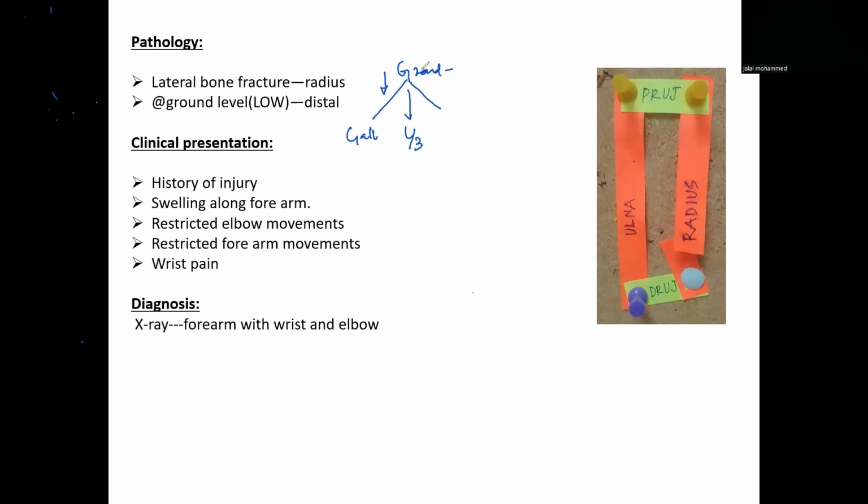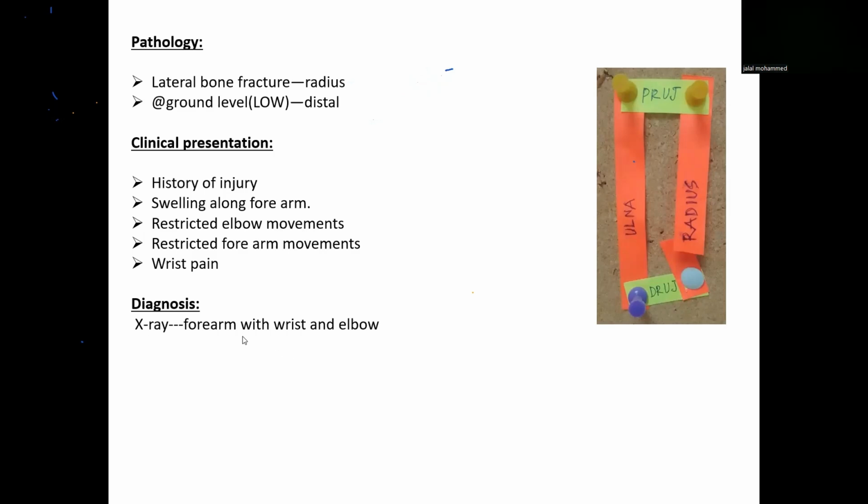And along with the ground, R is radius. So Galeazzi: lower third radius along with the distal radio-ulnar joint. This is how you remember the Galeazzi fracture. Then history of injury will be there, swelling along the forearm, restricted elbow movement, restricted forearm and wrist movement.